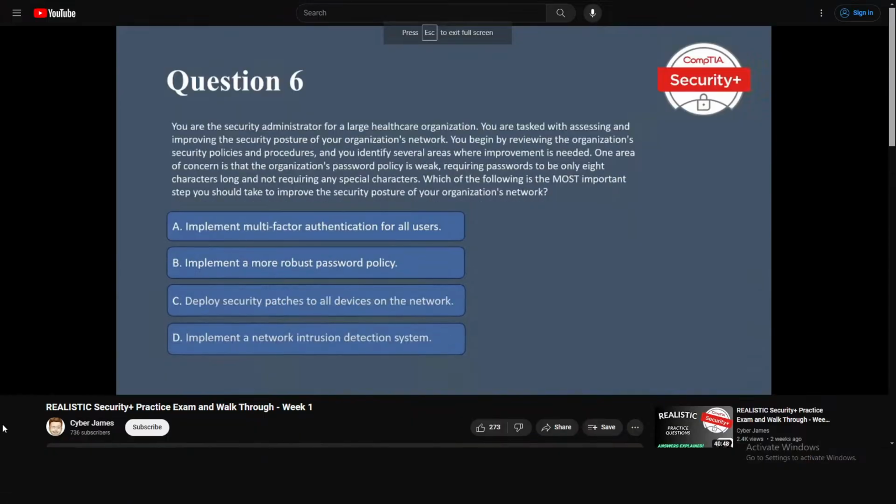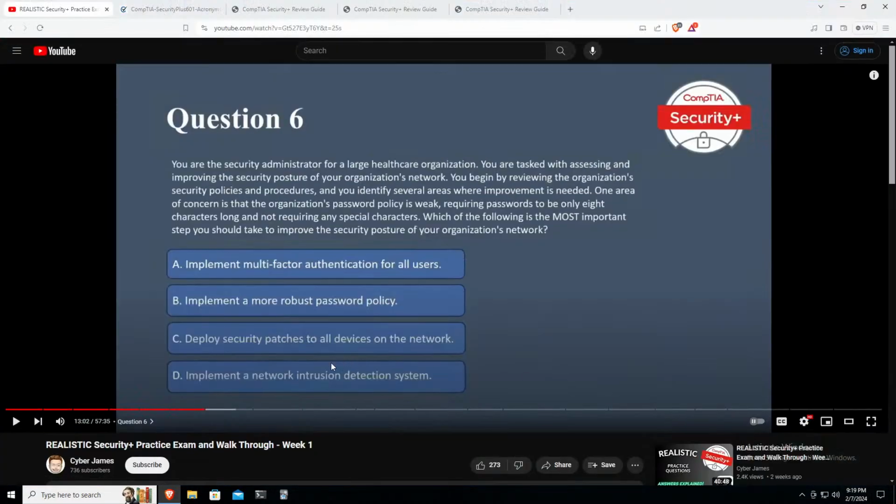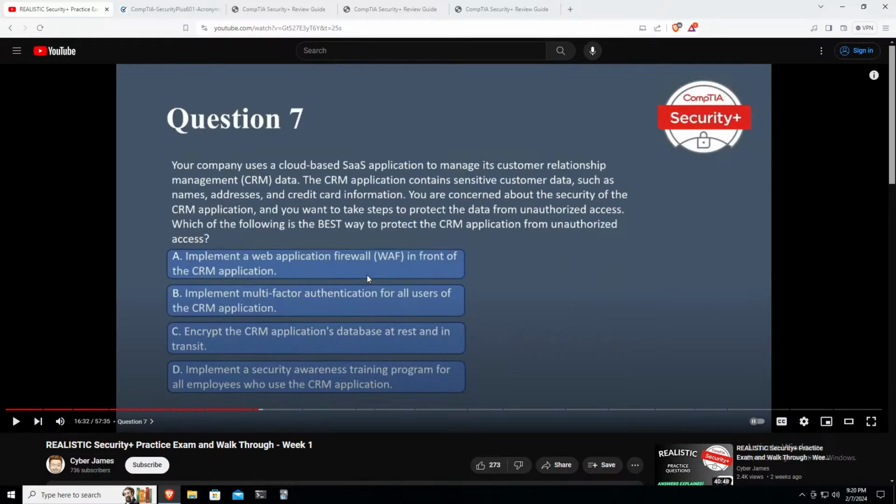Let's see. Question 6. Let's go back to our previous view, and then let's skip through this. Yep. The most important step you should take to improve the security posture of your organization is to implement a more robust security policy. A weak password policy is one of the most common security vulnerabilities, and it can be exploited by attackers to gain access to your network and systems.